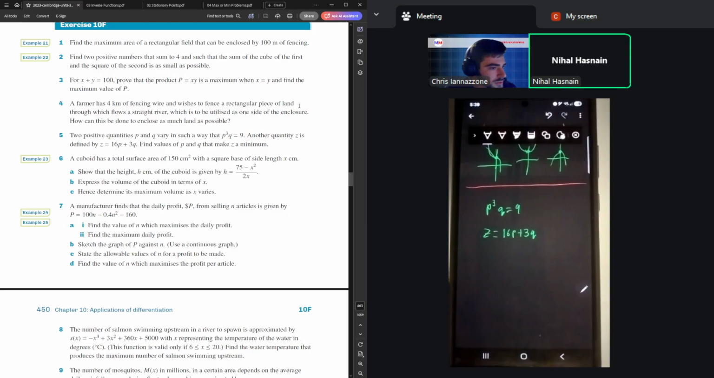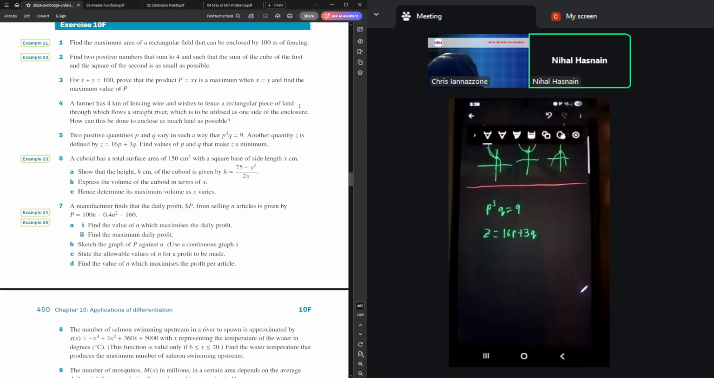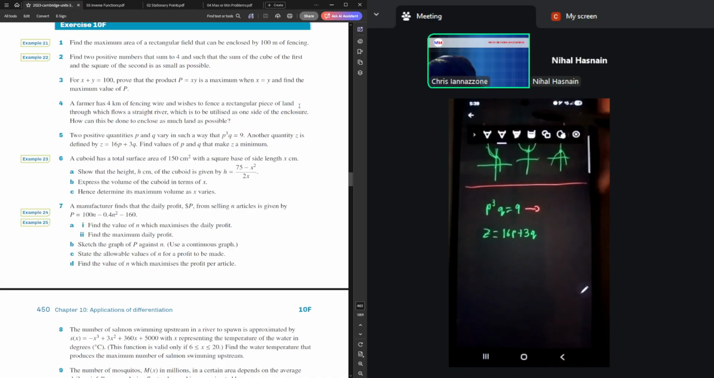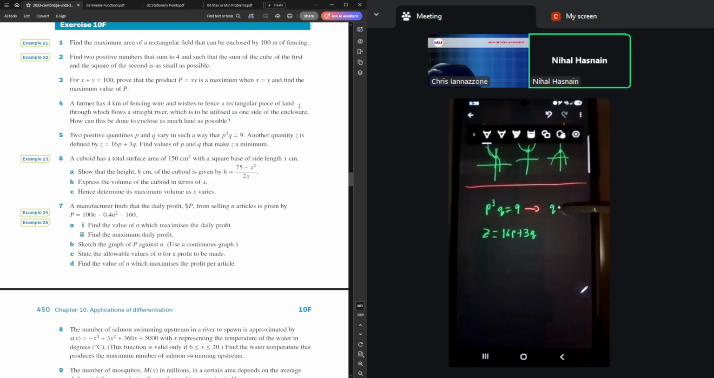The values of p and q that make z a minimum. What might we do? Should we try and isolate p or q from p cubed q equals 9? Can we make q the subject in p cubed times q equals 9? Yeah, we can make q the subject. It's going to give us q equals 9 on p cubed.